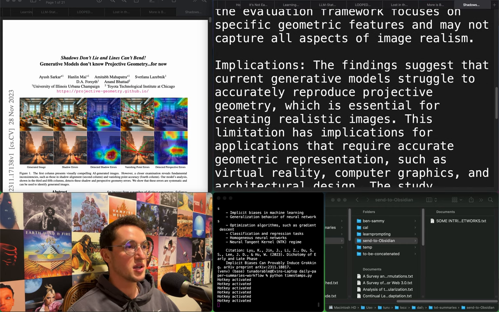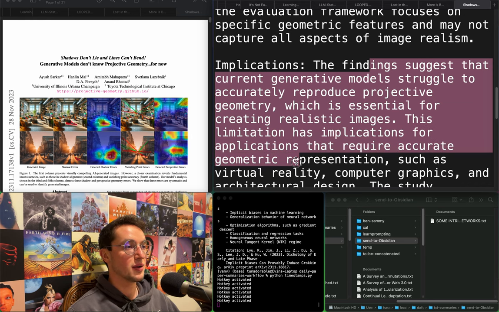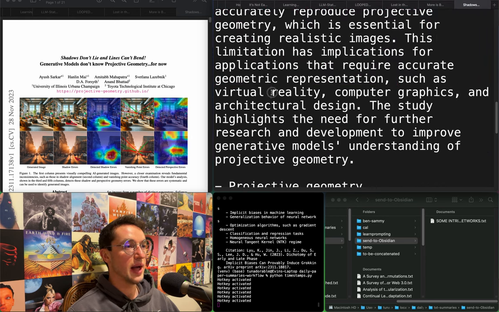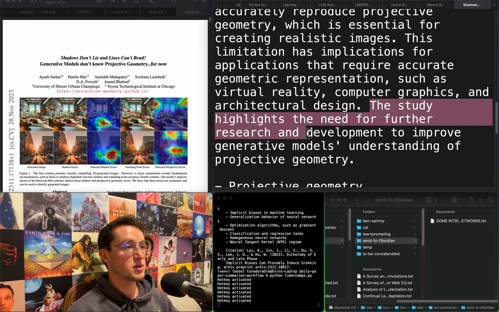Cool. So the findings suggest that current models struggle to accurately reproduce projective geometry, which is essential for creating realistic images. This limitation has implications for applications that require accurate geometric representations, such as virtual reality, computer graphics, and architectural design. So this is, I guess, a hurdle to this idea that NVIDIA has. They want to make all video games, every single frame of your video game, rendered in AI. The study highlights the need for further research and development to improve generative models' understanding of projective geometry.